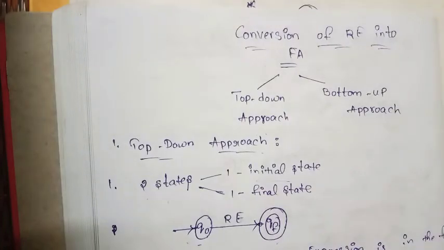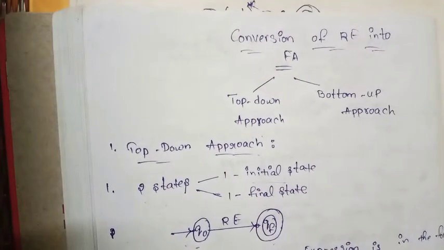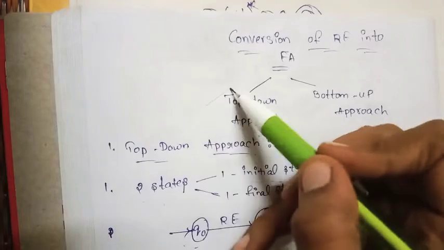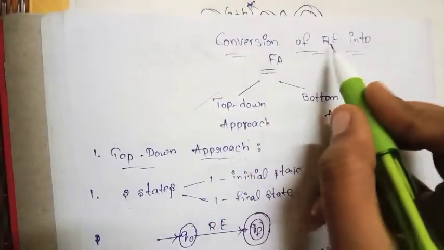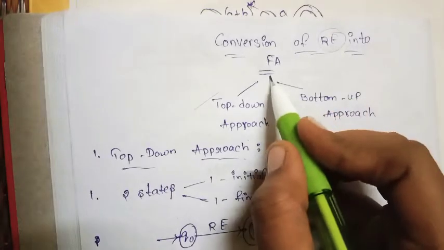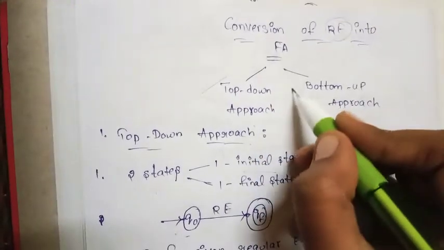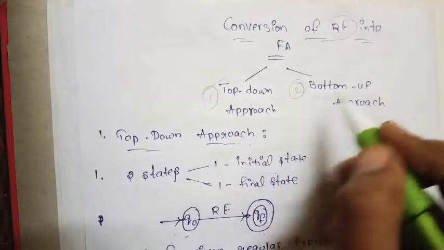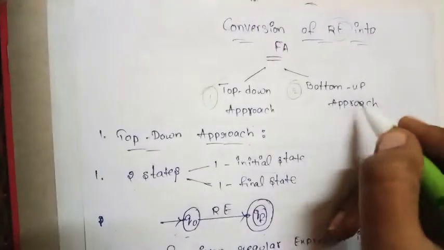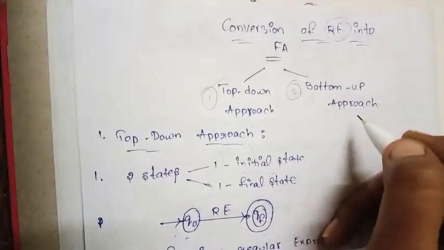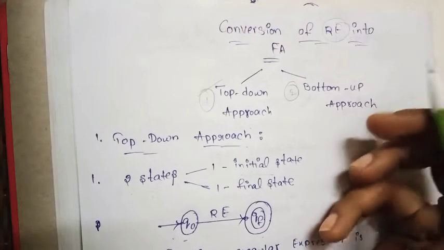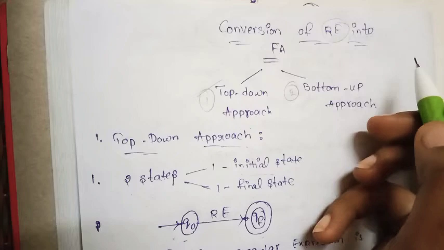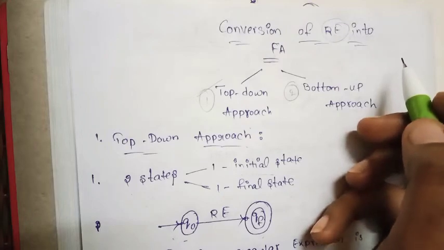Guys, in my previous video I just completed the top down approach, which is one type of conversion of regular expression into finite automata. And the second type is the bottom up approach. Let's see, guys, how to solve the problems using the bottom up approach and how to convert the regular expression into finite automata by using the bottom up approach.